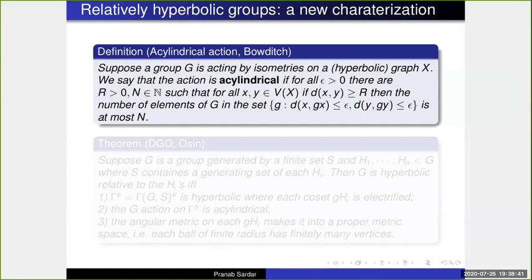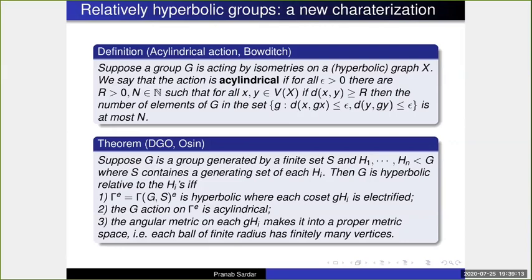So this is like properness of the induced action on X cross X. Or you can think of this as the group acting properly on the geodesics of X. So let me repeat. What is the asymmetrical action? If I take two vertices which are far apart, and I want to see what all elements move these endpoints just a little bit, that's a finite collection. So this is the asymmetrical action, and this is the thing that I wanted to say.